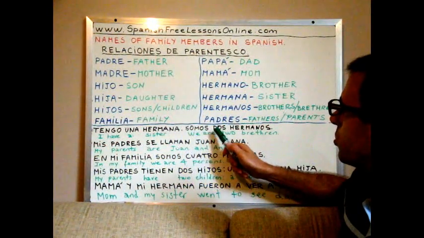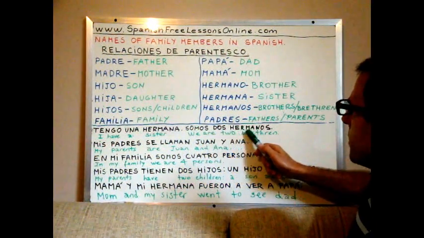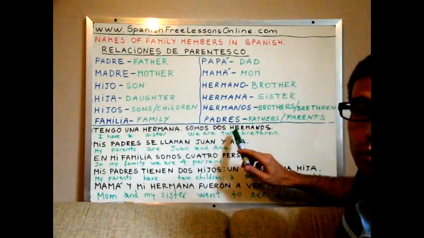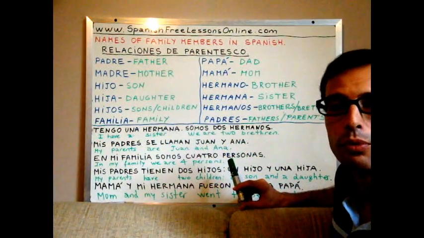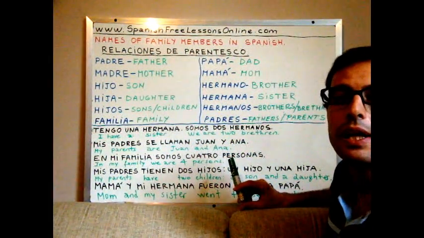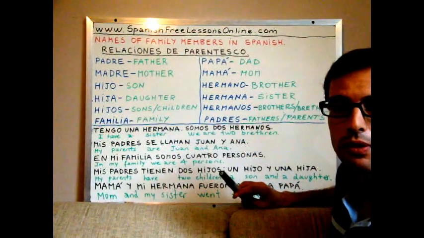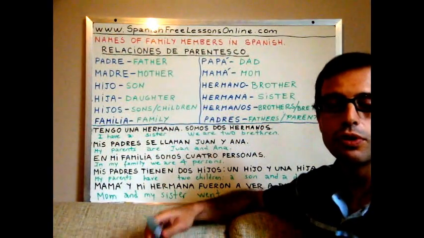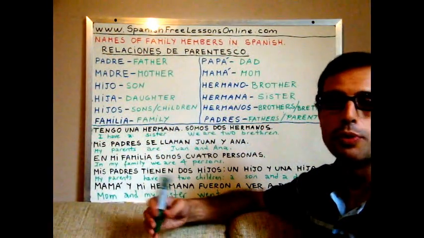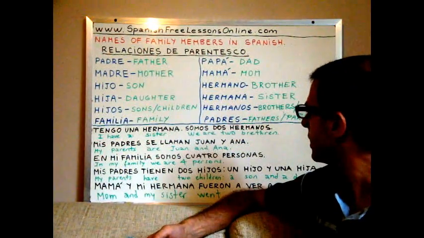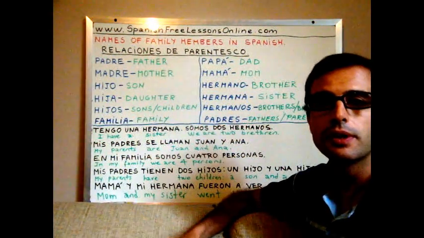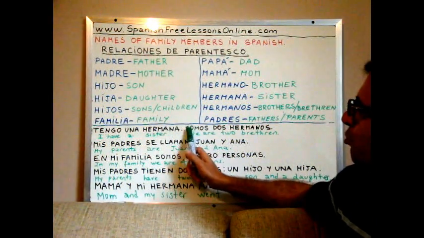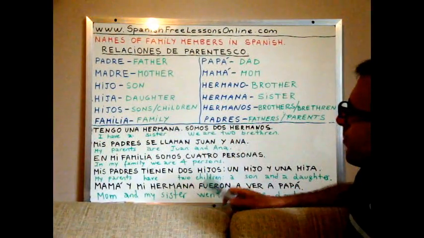We are 2 brethren. Okay? So you see that the word brethren, hermanos, although hermanos is the plural for brother, for hermano, it's also used for brethren. So hermanos can include a sister and a brother, or 2 sisters and a brother, or 3 brothers and a sister, or even generically 2 sisters only, right? So, tengo una hermana. Somos dos hermanos.